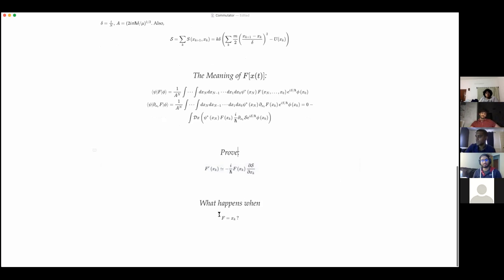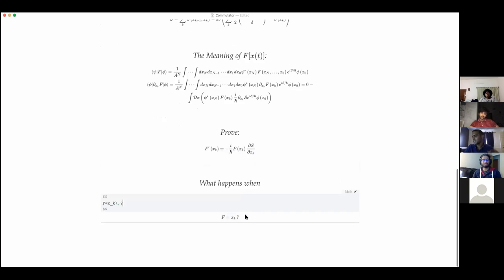Now let's see what happens when f is just x_k. So what is f prime? 1. Okay, or no, it'll be a delta function. Well, no, x is just a function now. It's just x, it's not x of anything. That's why it's this step, x, not f of x of t. If it was x of t and then we're taking a derivative with respect to x of t prime, then we'd have a delta function. But good.